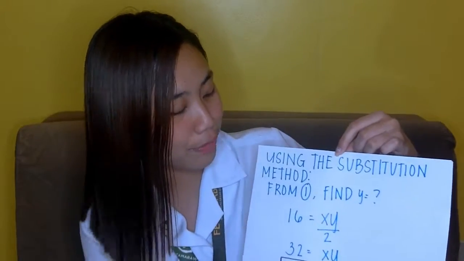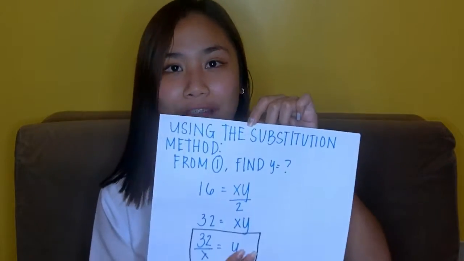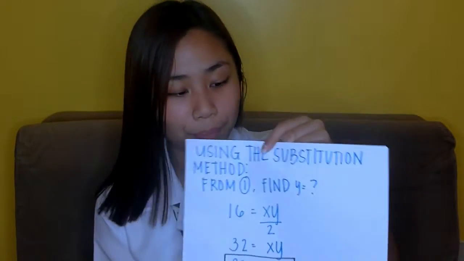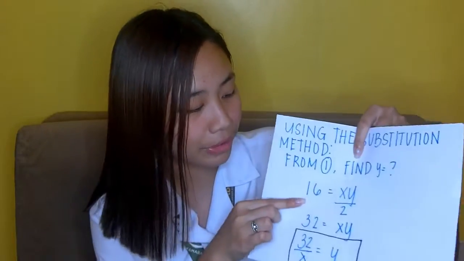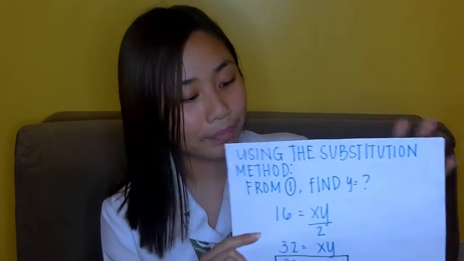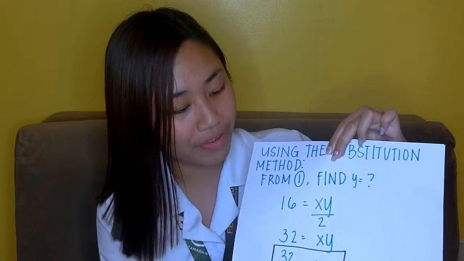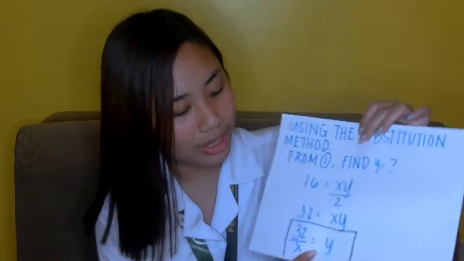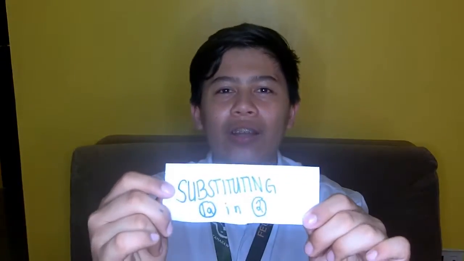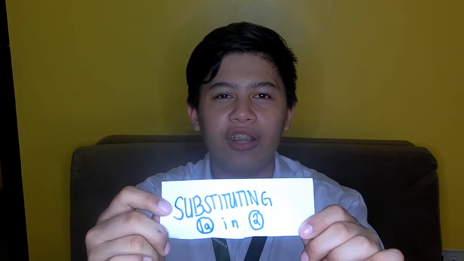Using the substitution method, from equation 1, find y. So 16 equals xy over 2. Cross multiply 16 and 2, and the answer is 32 equals xy. The next step, we divide both sides by x, and the final answer is 32 over x equals y. Using the substitution method, we can now find the value of x by substituting this equation into the second equation.